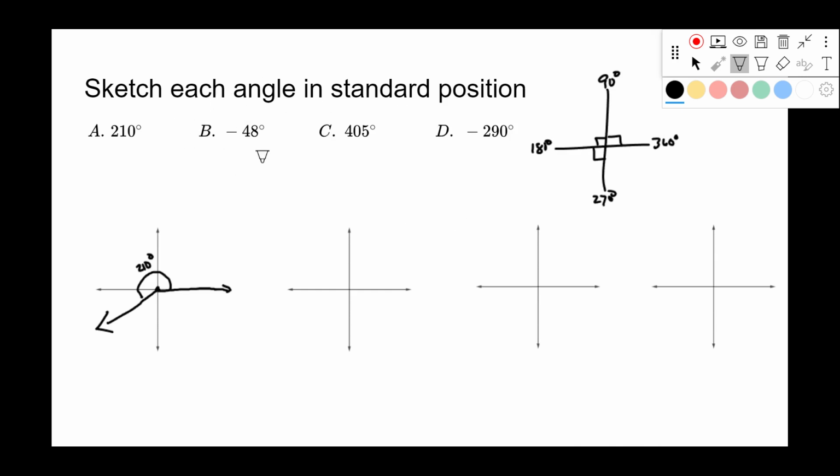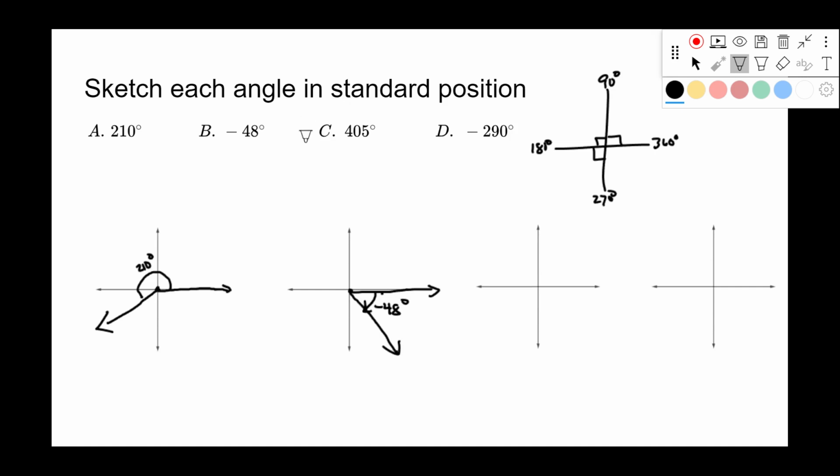Okay, let's try letter B. We're going to go negative 48 degrees. So here is our positive x-axis. We're starting here. We're going to go clockwise because it's negative 48 degrees, about halfway through this quadrant, give or take, as best we can. So let's go to there, I'd say. And there's our terminal side. This angle is negative 48 degrees. That's what we sketched out.